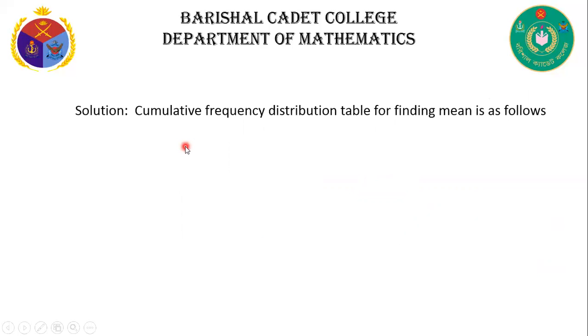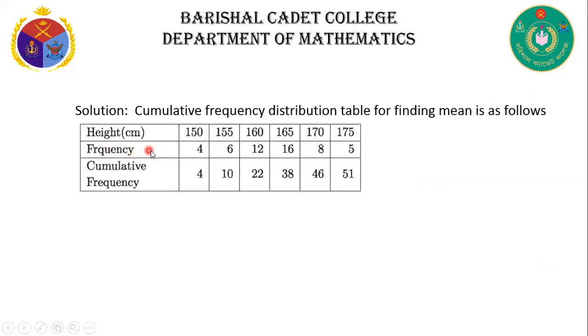Now, solution. The cumulative frequency distribution table for finding the median is as follows. Here the frequency and height are given. We know cumulative frequency means the sum of these frequencies. Here the first term is 4, then 4 plus 6 is 10, 10 plus 12 is 22, 22 plus 16 is 38, 38 plus 8 is 46, 46 plus 5 is 51. Here you see the total number of frequencies is 51. That means n is an odd number. Here n is equal to 51 and this is an odd number.